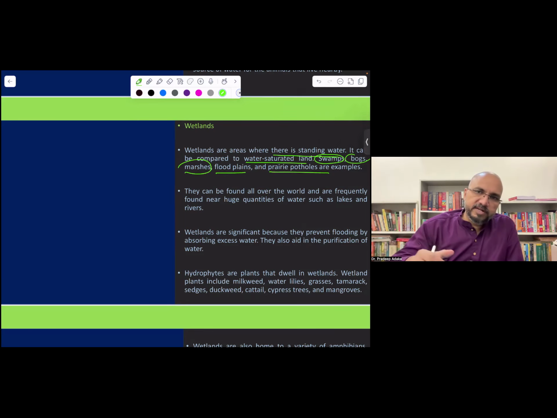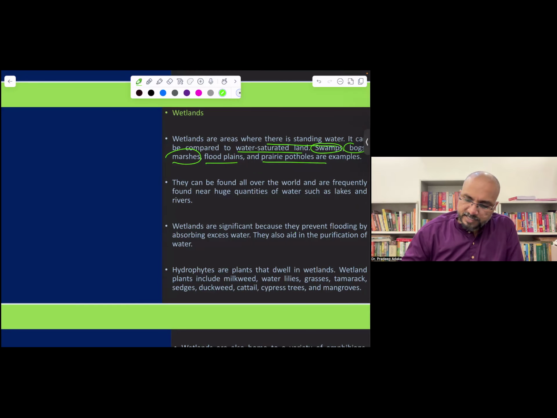So all over the world, wherever you have large lakes in the surrounding area, you can see these wetlands. They are important because they prevent flooding because they can absorb large quantities of water. So excess runoff they absorb. So they can prevent flooding. They can also help in purification of water.